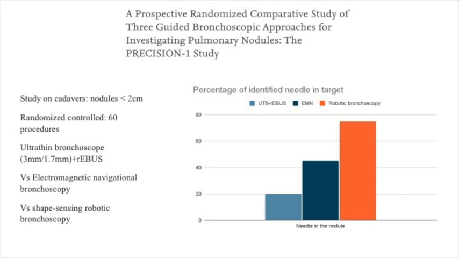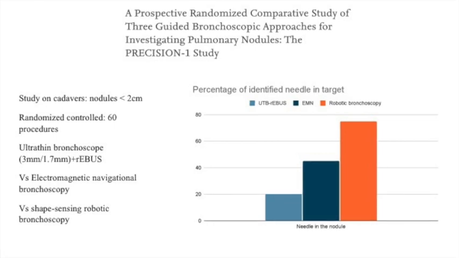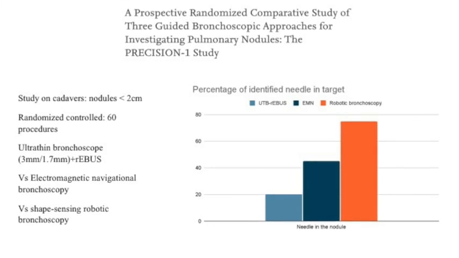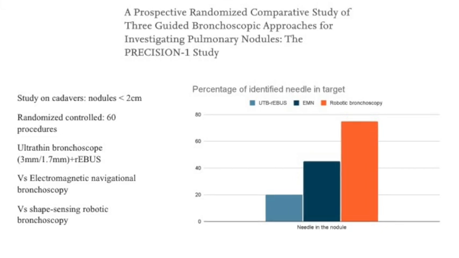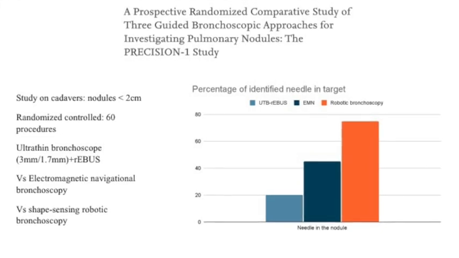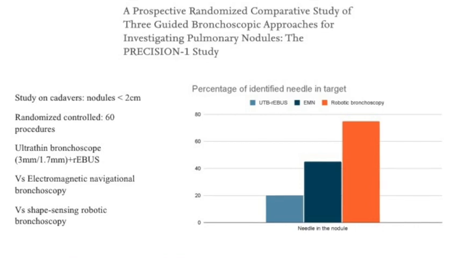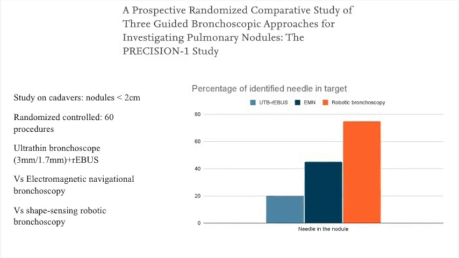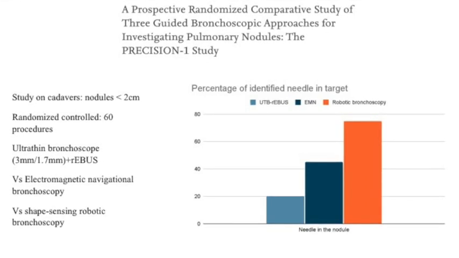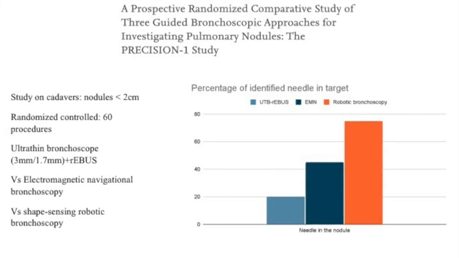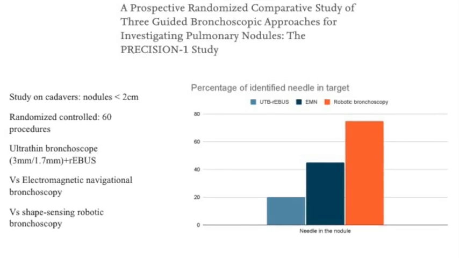Here's the initial study on robotic bronchoscopy modality compared to other types of peripheral bronchoscopy. This is a study on cadaver, and it only has 60 procedures total, so just an initial study, okay? They compare ultra-thin bronchoscope with radial EBUS, with electromagnetic navigational bronchoscopy, and then with shape-sensing robotic bronchoscopy.